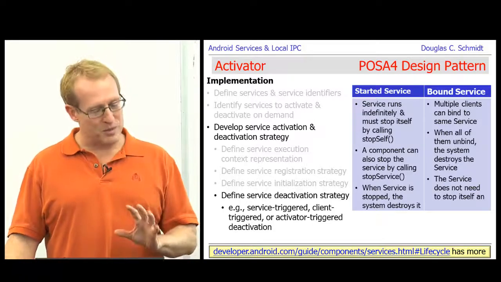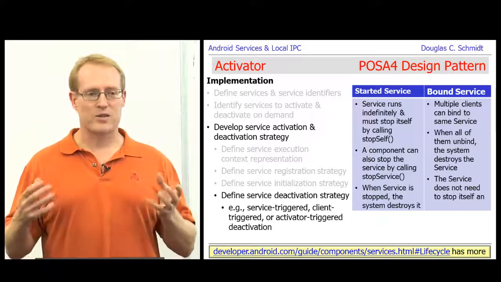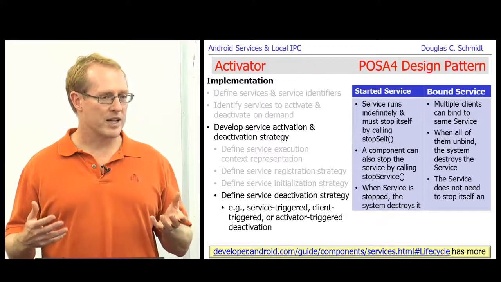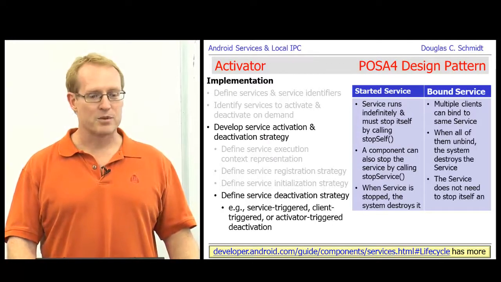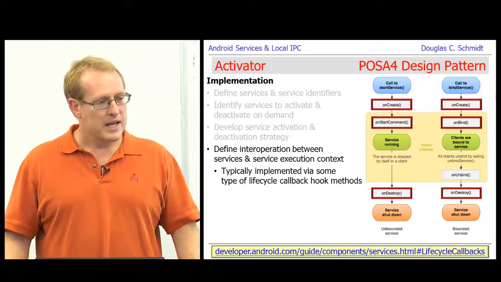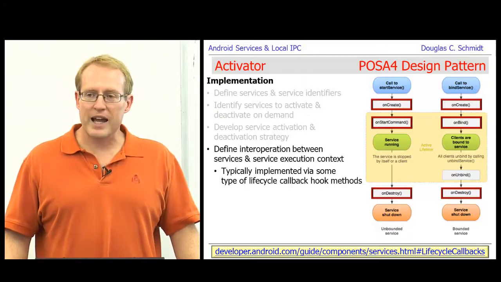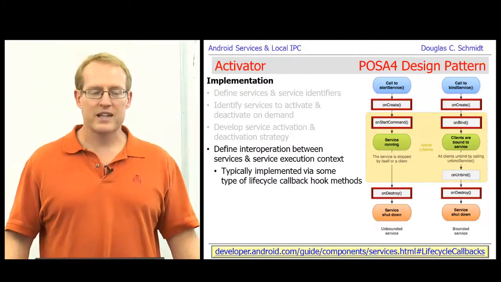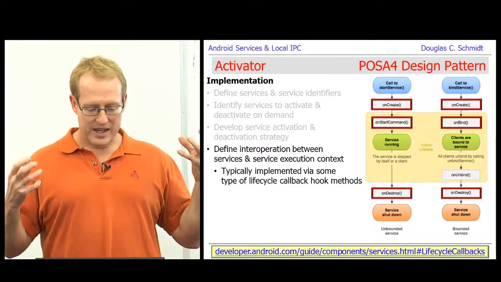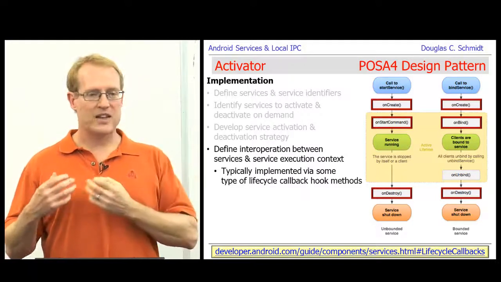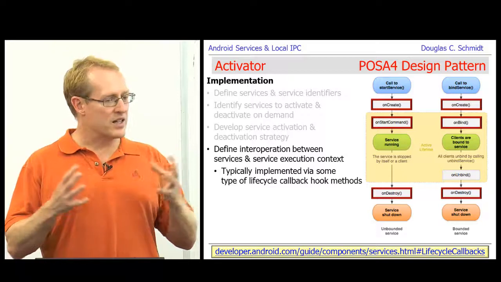The key thing is that you typically don't want to let the service run indefinitely if nobody's using it, because that would be overly consumptive of resources. Some other things you need to do: figure out how you're going to interoperate between the activator and the service execution context and the service itself. So how do these things interact with each other?